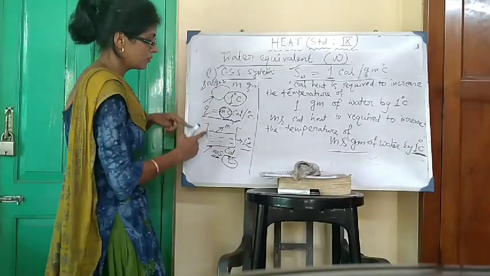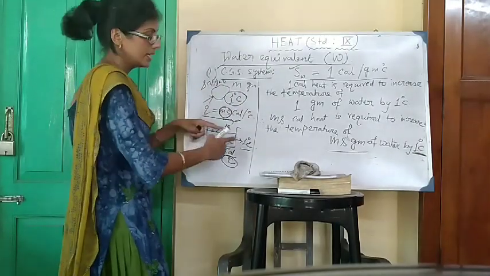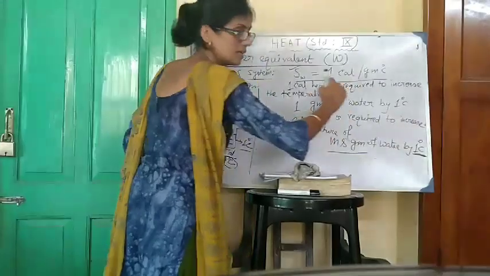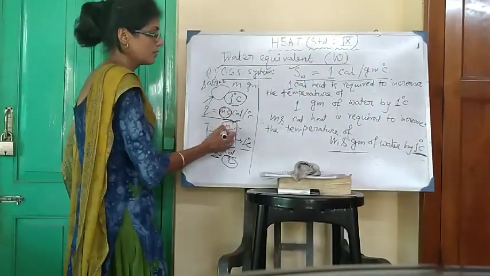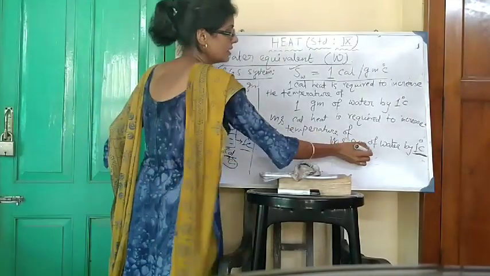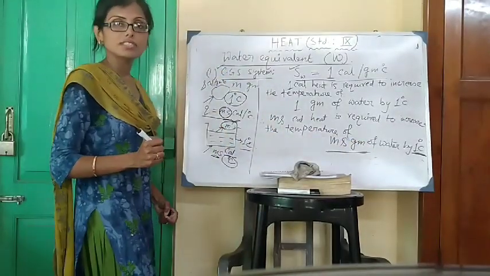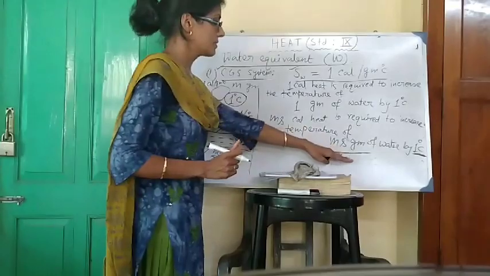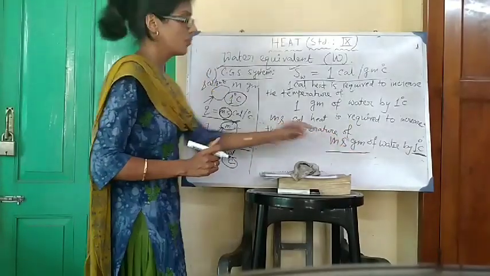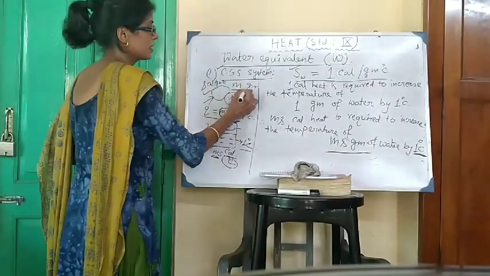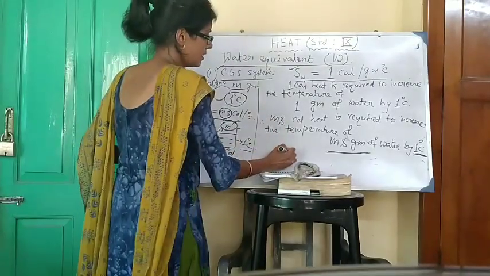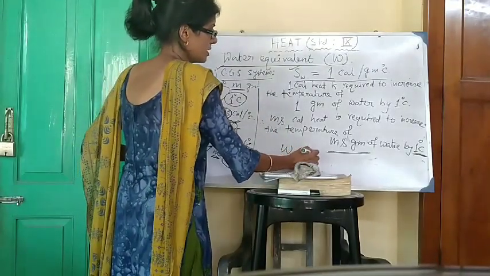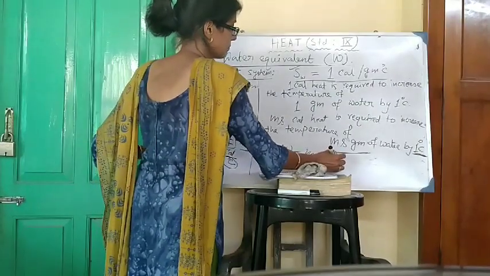Same amount of heat is supplied to water. Increase in temperature of water is 1 degree centigrade. Then what is the mass of the water? What is the value of m prime? The value of m prime is nothing but ms gram in CGS system. So ms gram is nothing but the water equivalent of the body of arbitrary mass m. Clear? So we can write water equivalent W is equal to ms gram.